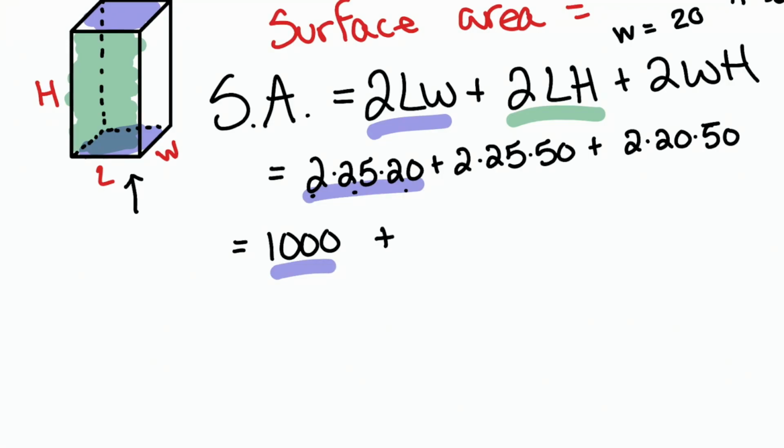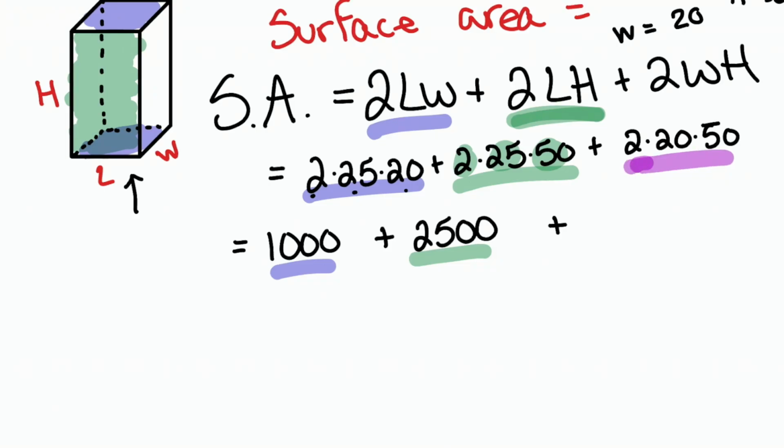So the next part here, we have 2 times the length times the height. So 2 times 25 times 50. 2 times 25 is 50. 50 times 50, that'll be 2,500. So that's what we have next. Booyah. And then lastly, let's go ahead and do this one here at, say, let's do purple.